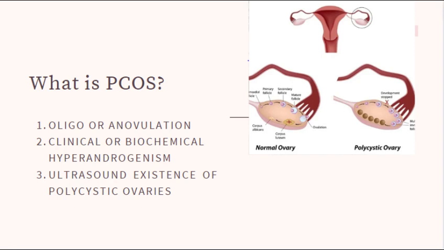PCOS is the presence of two of the three features I will mention ahead. These three features are usually present in a PCOS patient, but for a definite diagnosis we need at least two out of these three. Okay, first one is oligo or anovulation. Second one is clinical or biochemical signs of hyperandrogenism, like there will be more testosterone. And third one is ultrasound evidence of polycystic ovaries.